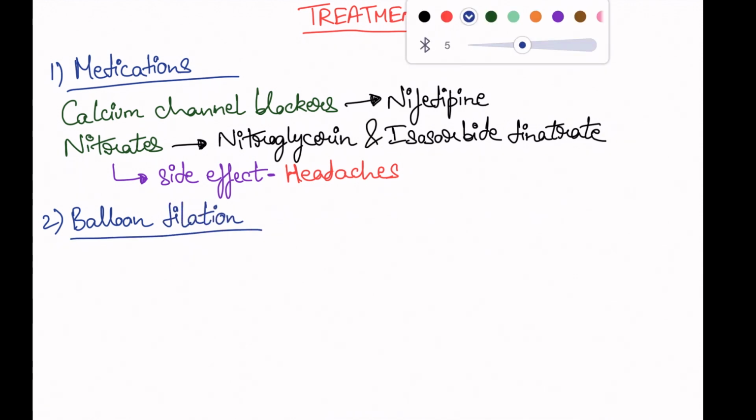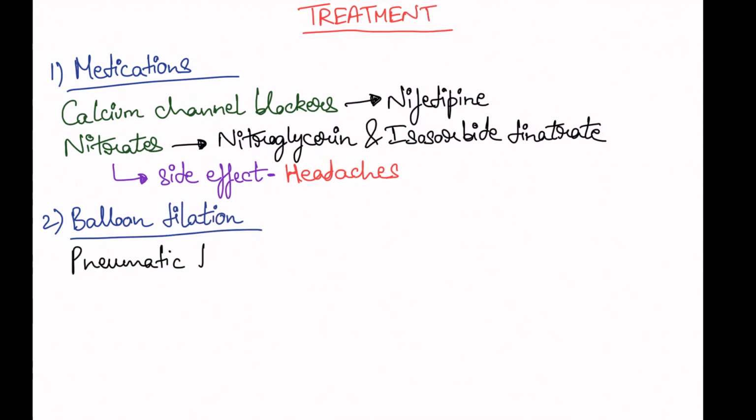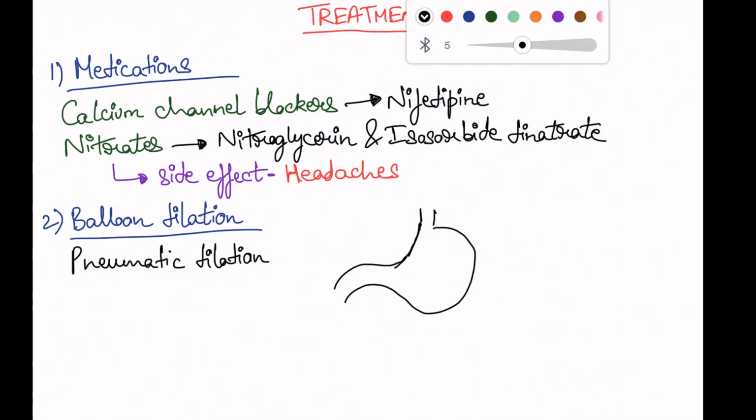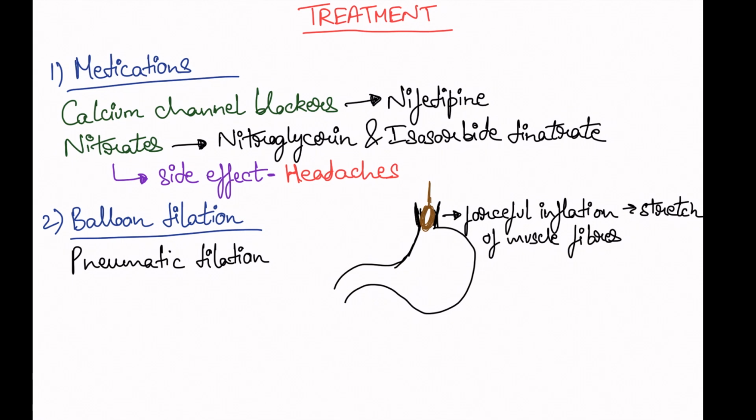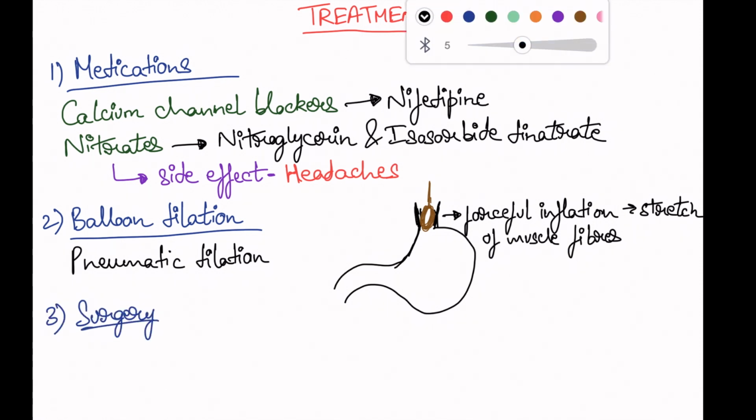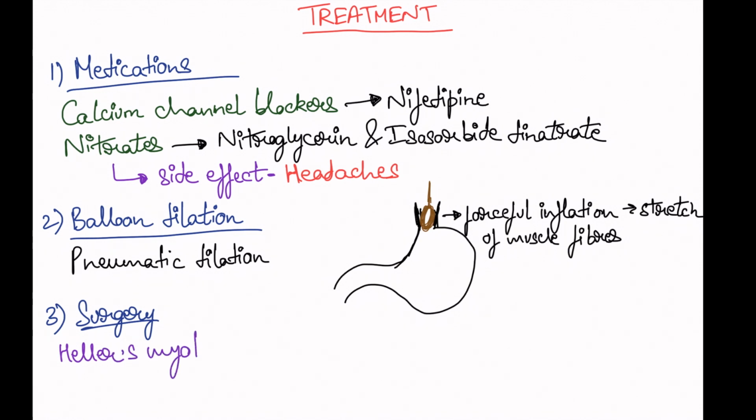Now the second type of treatment is a balloon dilation, also called the pneumatic dilation. So let's imagine that this is a stomach here, and we're just going to put a balloon near the GEJ, and we're going to do a forceful inflation. Now the inflation of the balloon leads to the stretching of the smooth muscles of the esophageal wall, and we hope to restore the esophageal function from this pneumatic dilation. The third type is the surgery, and the Heller's myotomy is the most commonly used procedure.